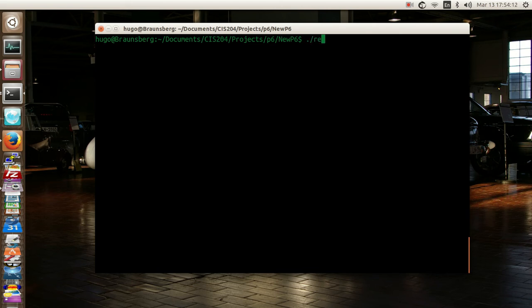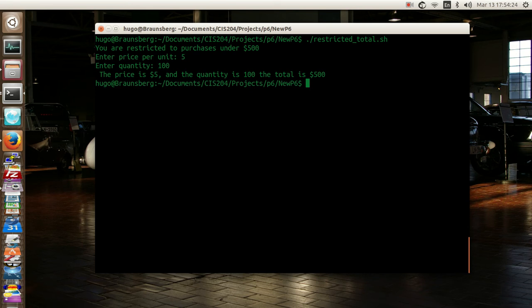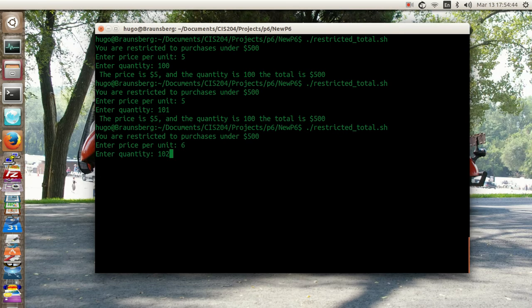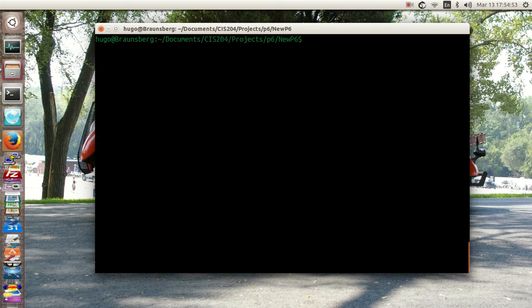Okay, so let's do this. Restricted total shell. You are restricted to purchases under $500. Enter price per unit, $5. Enter quantity, 100. Cool. Came right back. Now, let's do that again. $5, 101. Notice the price is $5 and the quantity is 100. The total is $500. Let's do $6 and let's do 102. The price is $6 and the quantity is 83. The total is 498. Well, now that's really special.